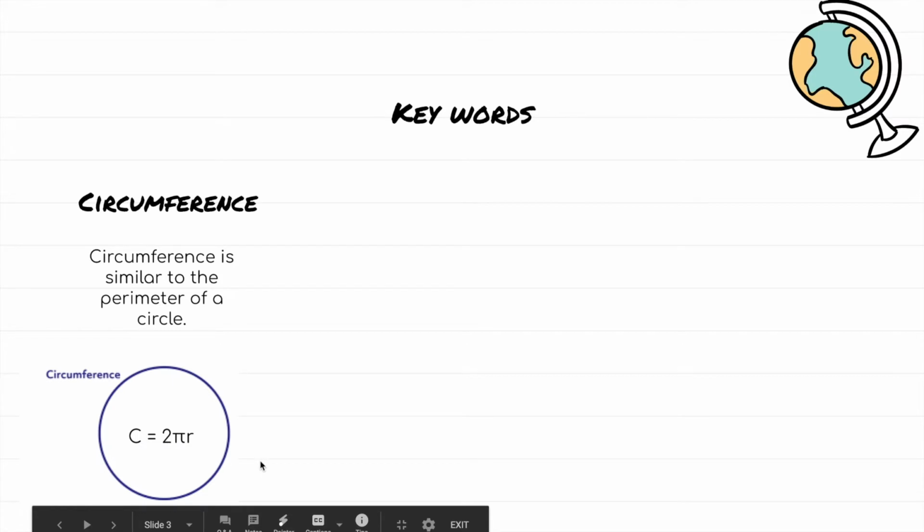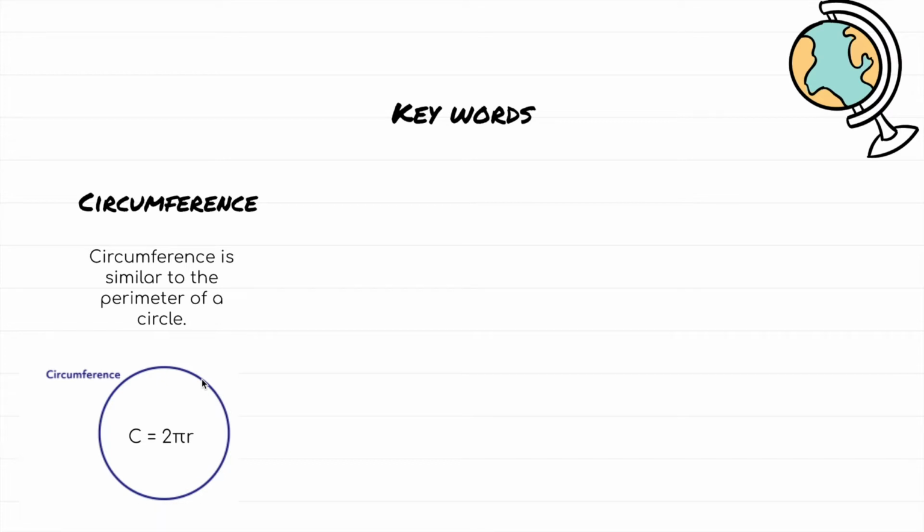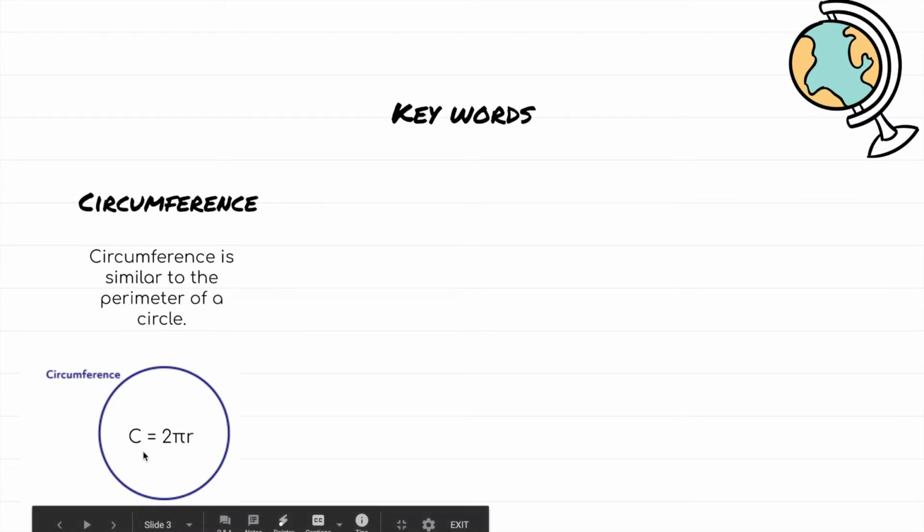Includes circumference, which is just the measurement of the outside of a circle, which is similar to a perimeter of a square or any other two-dimensional figure or shape. So circumference can be found by multiplying 2 times pi times radius. And I'm going to get into what pi is later in this lesson.